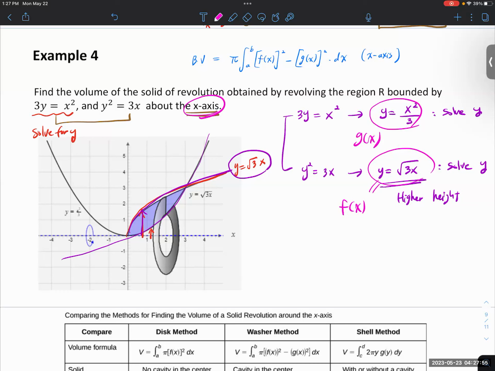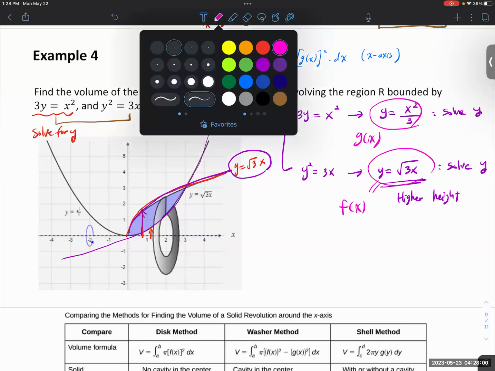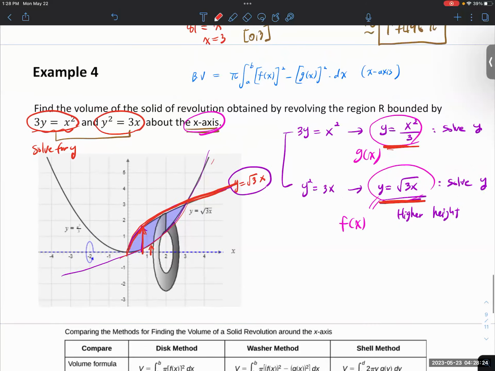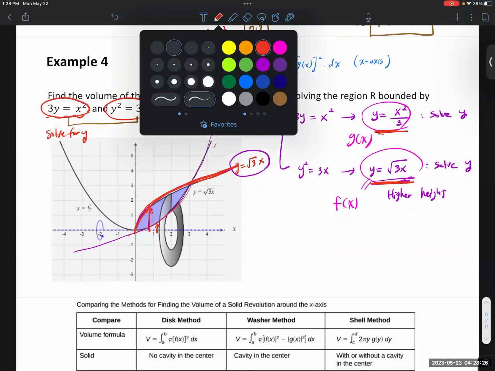Are you following? One more time. When you look at this image, the height of this function is higher than the bottom one all the time. And this function is not in a great form. You need to solve for y so that I find what y equals for both equations. And then when I check, the second function's height is higher, so that is going to be f, and this is going to be g. Now you're going to plug into all the equations.